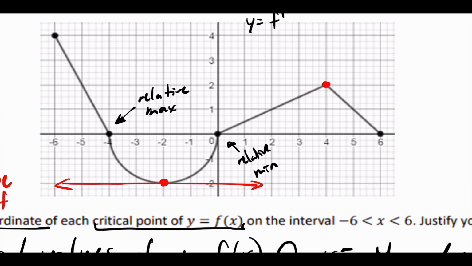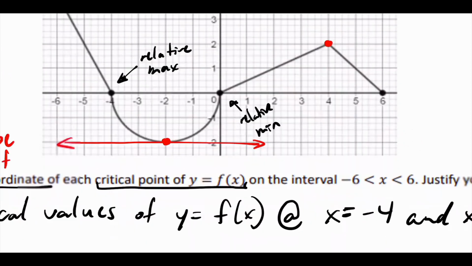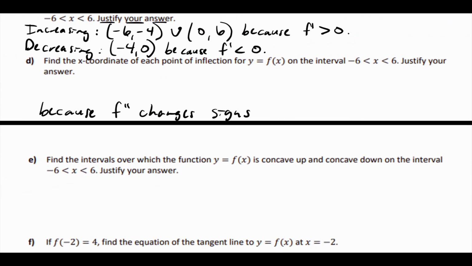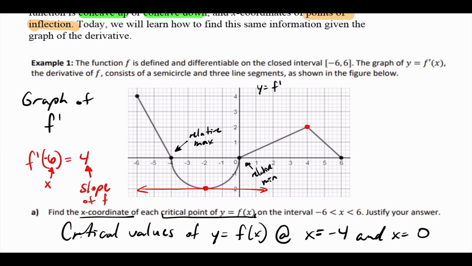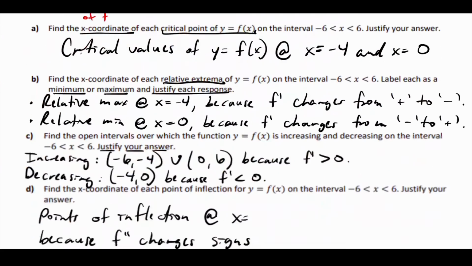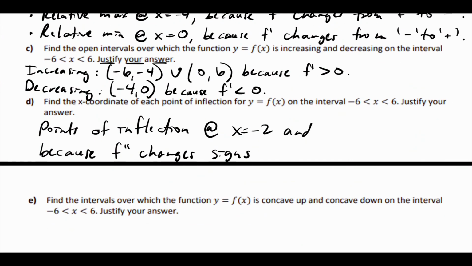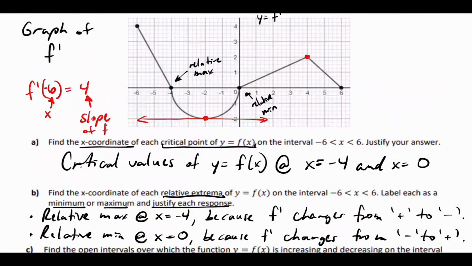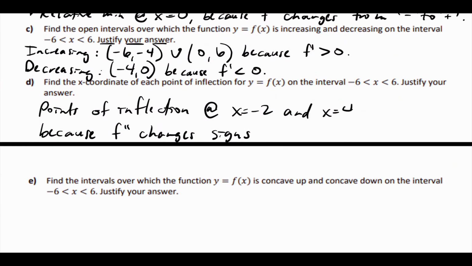At 4 as well, right? You had a positive slope before, had a negative slope after. I think that changes direction. So we would say point of inflection at x equals -2 and x equals +4 because f double prime changes signs.